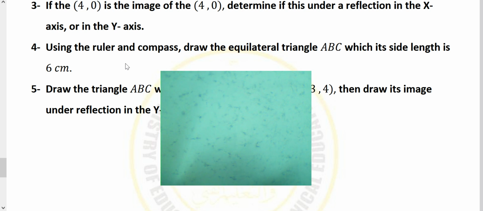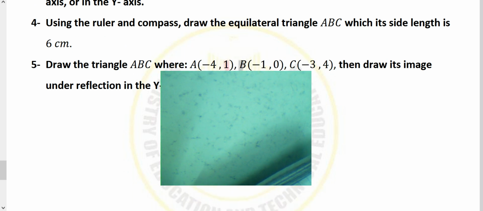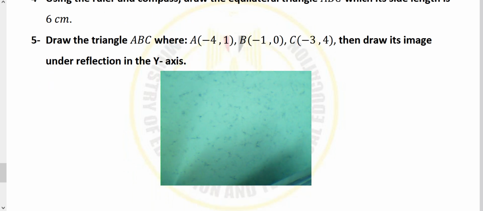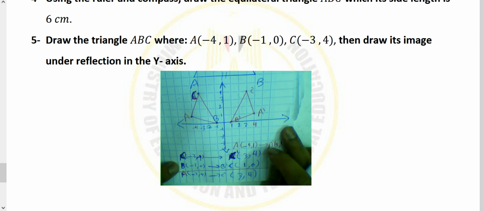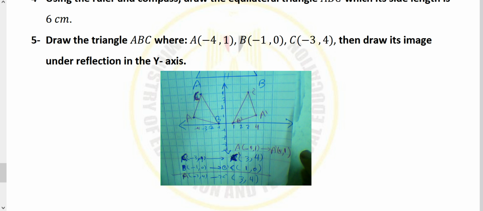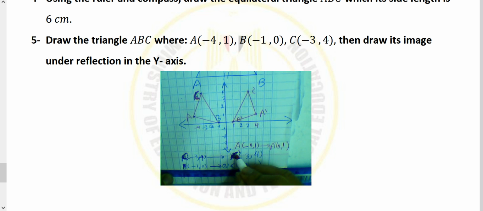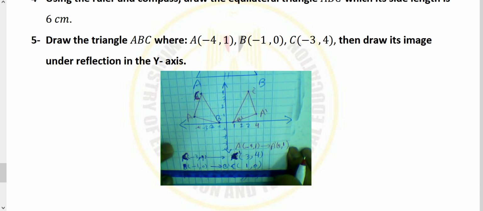Last one, question number 5. Determine or draw triangle ABC. Draw the image under reflection in the y-axis. Look at here. We have a point. Pay attention to this example. Okay. Focus with me, because I will explain it as I solve.